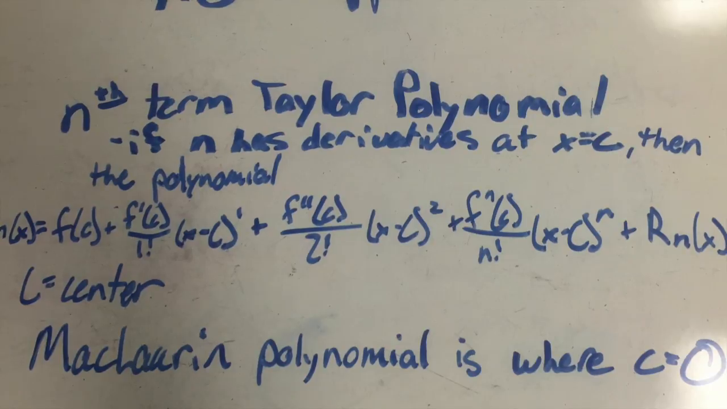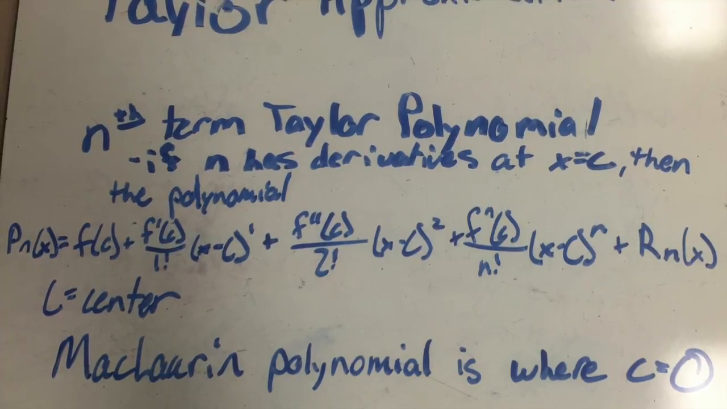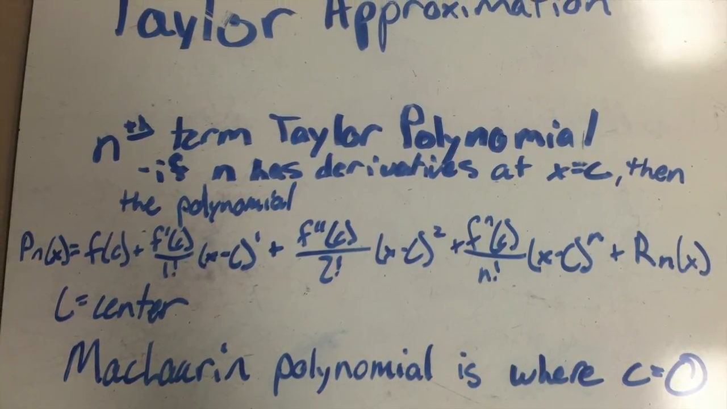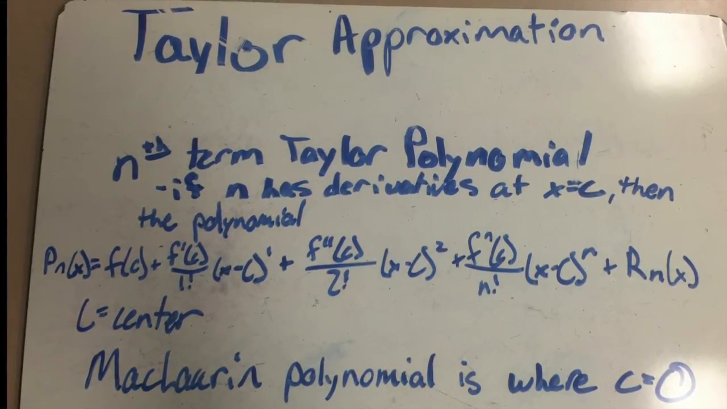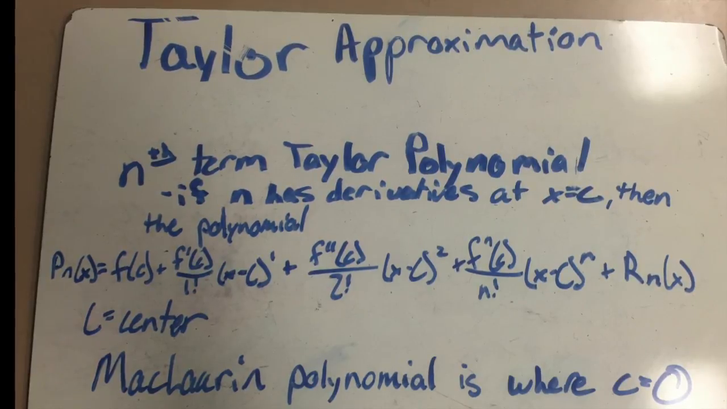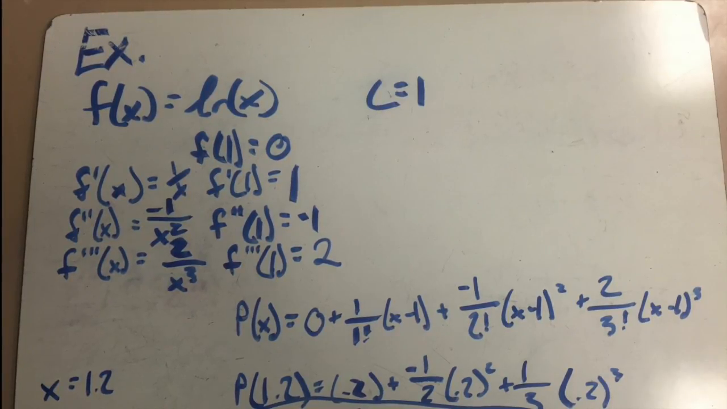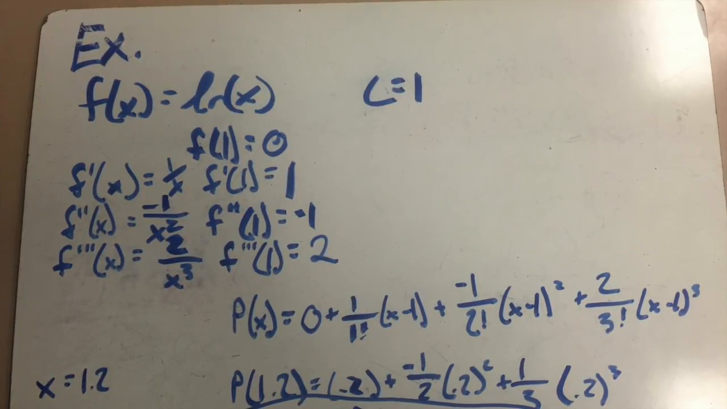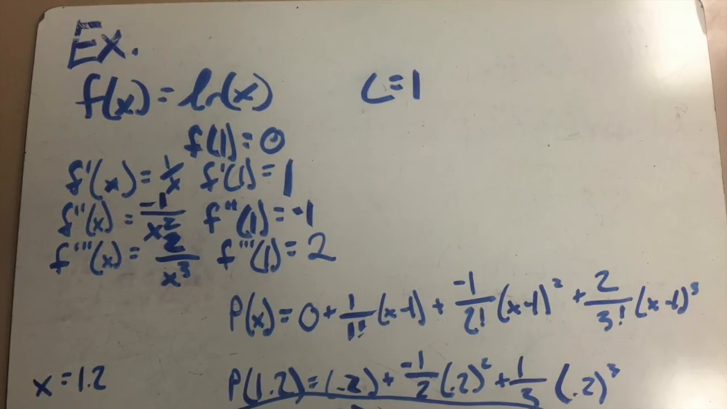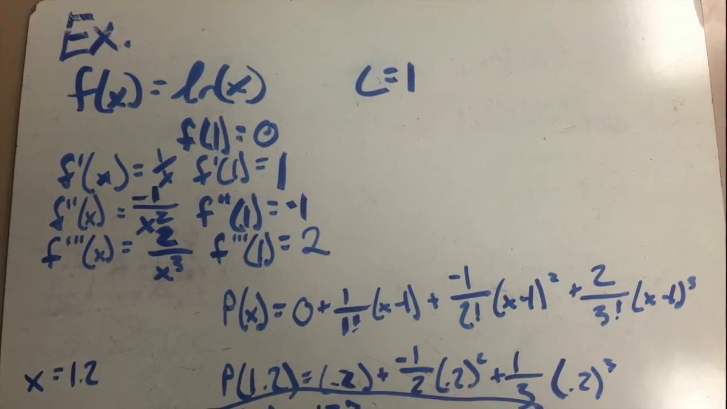Taylor approximations. The nth term Taylor polynomial has derivatives at x equals c, and the polynomial seen on your reference sheet occurs. A Maclaurin polynomial is a Taylor polynomial where c equals 0, and c is the center. In this example of natural log of x, c is 1. So we first find f of 1, which is 0. Then we take the derivative, f prime of x, and plug in 1 into that. So we get f prime of 1, which is 1. And so on until we get f triple prime of 1.